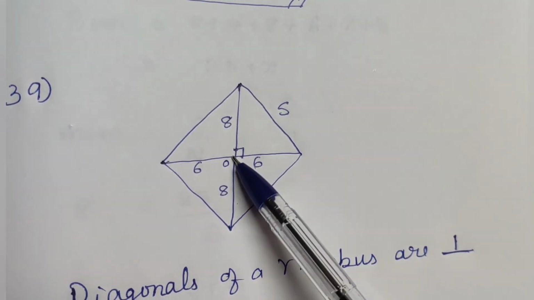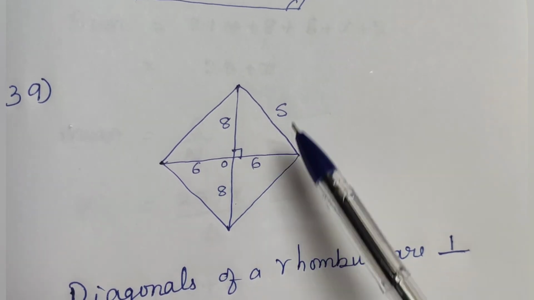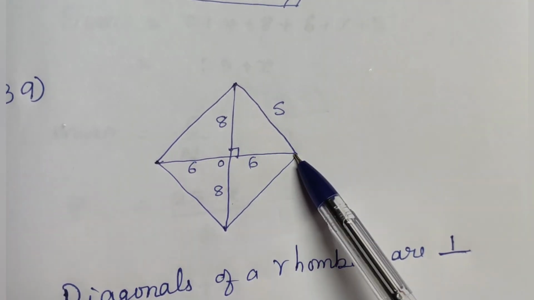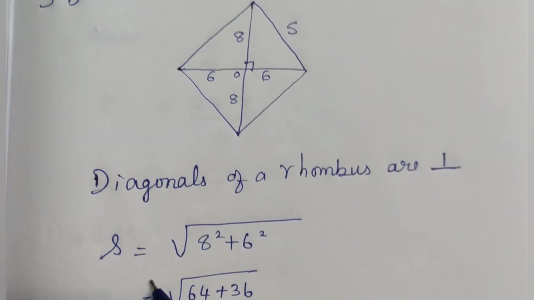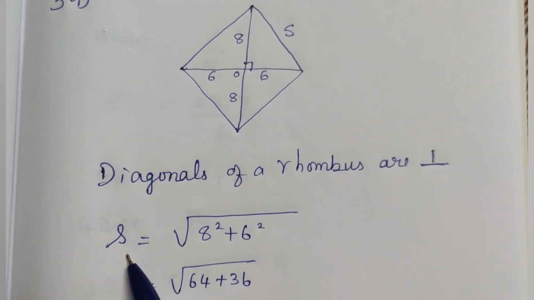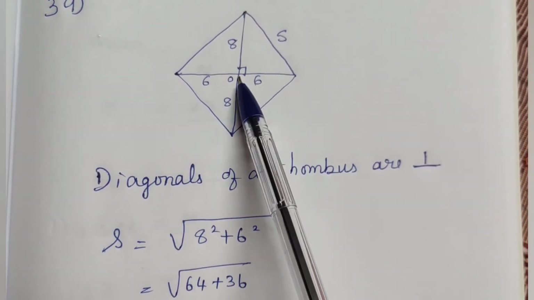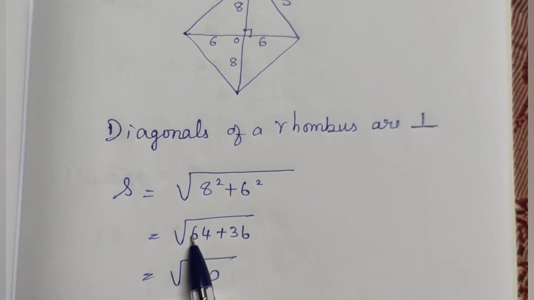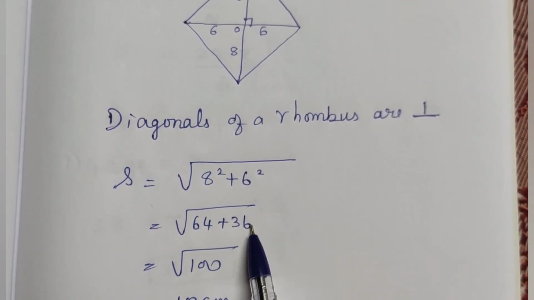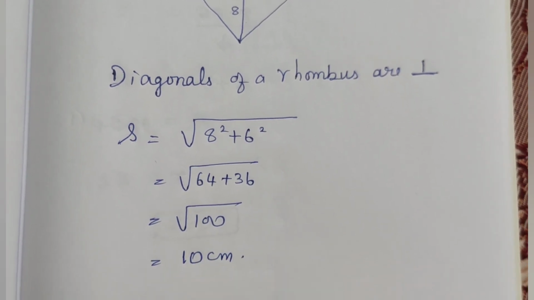When we consider one triangle, we get a right angled triangle, and this side is the hypotenuse. Hypotenuse is equal to square root of base square plus altitude square. So we get 8 square plus 6 square. Square root of 8 8s are 64 plus 6 6s are 36. Square root of 100. Root of 100 is 10 centimeter.